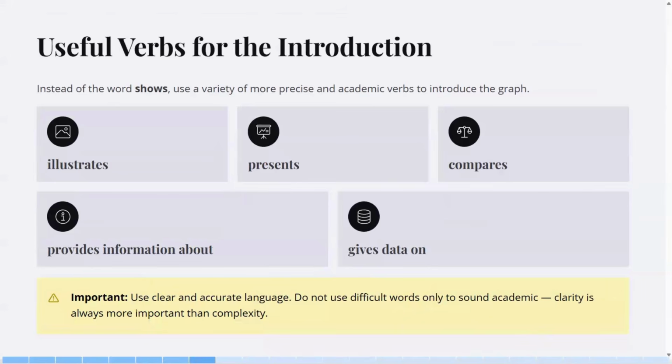To avoid repeating shows over and over, students can use more academic verbs. But be careful. You don't need to use difficult words just to sound fancy. The sentence needs to be natural, clear, and correct. In the IELTS, clarity is worth more than being fancy. It demonstrates, illustrates, presents, compares, provides information about, and gives data on, for example.